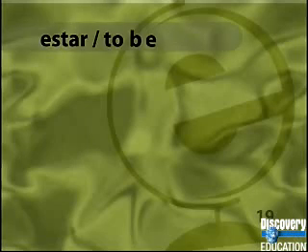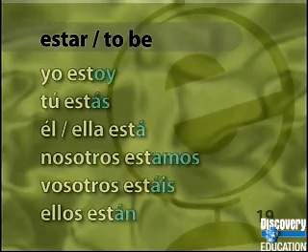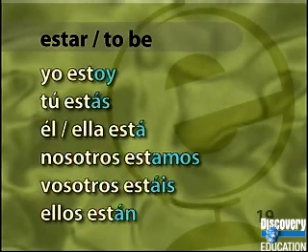After we'd looked at negation, we talked about the verb estar. It means to be. Here's the conjugation of the verb estar. Estoy, estás, está, estamos, estáis, están. The verb estar means is in a place or location.